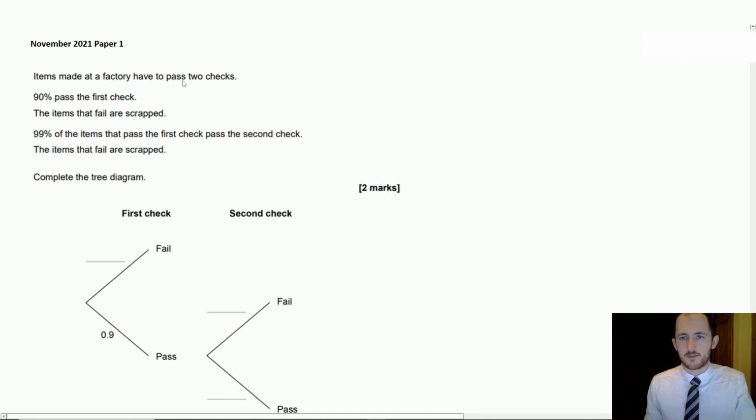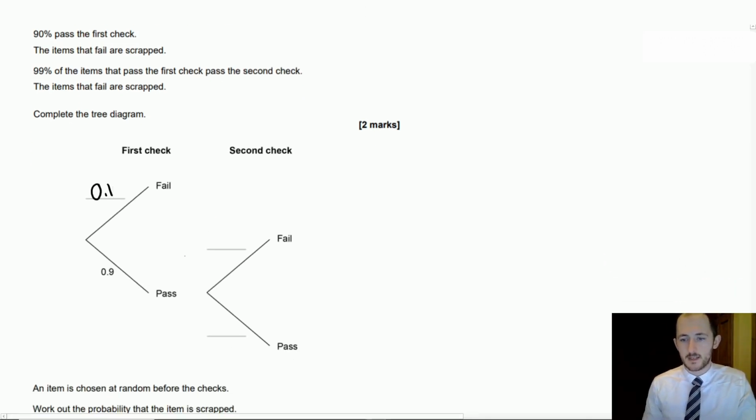Okay, items made at a factory have to pass 2 checks. 90% pass the first check, so 0.9. The key thing to remember is across branches, probabilities have to add up to 1, right? Think about it. If it doesn't pass, it fails. So those probabilities should add up to 1 because it passes or fails, there's no mix. So 1 minus 0.9 would give me 0.1. The items that fail are scrapped, which is why there's nothing else up here, right? It doesn't go on to the next check because it's deleted, gone. 99% of the items that pass the first check also pass the second. So 99%, let's draw the 0.99.